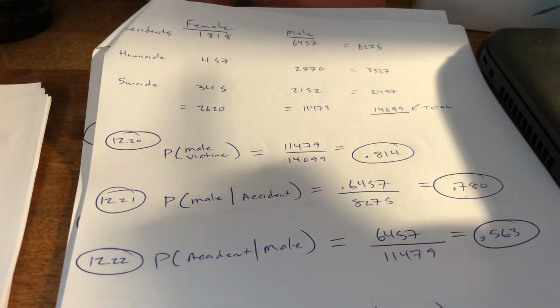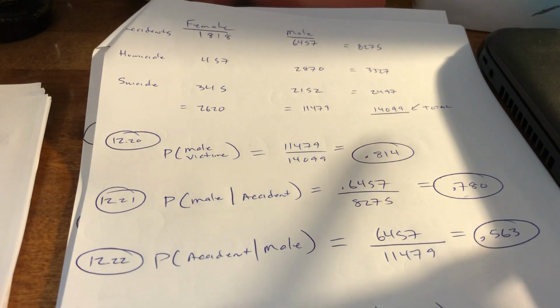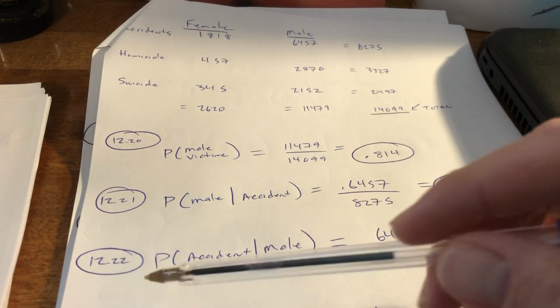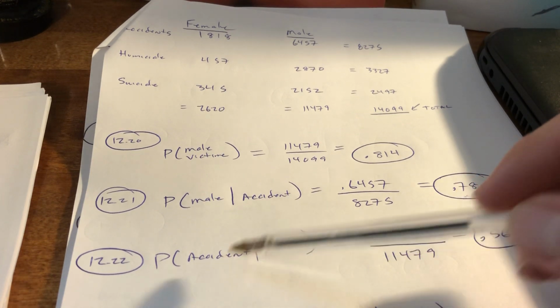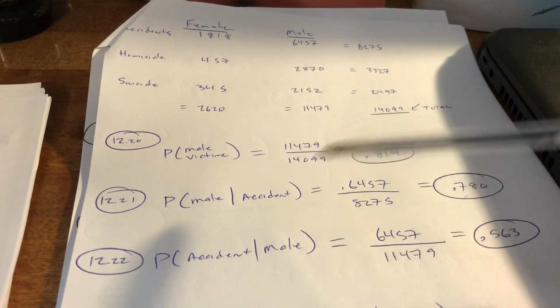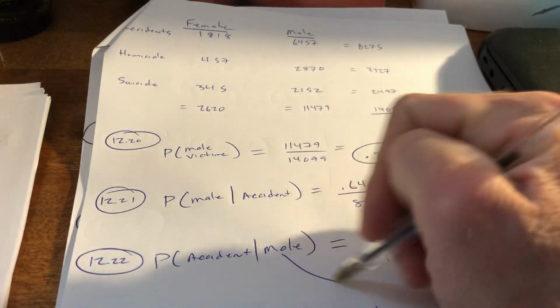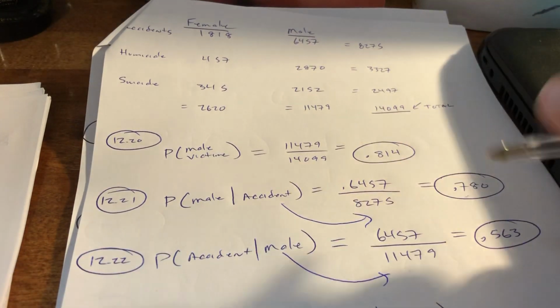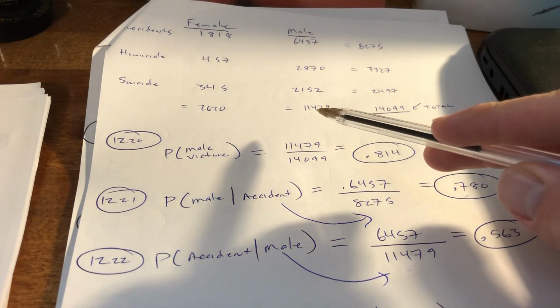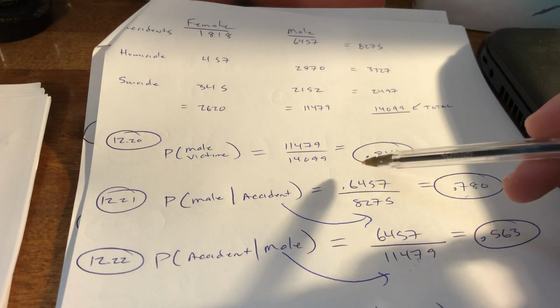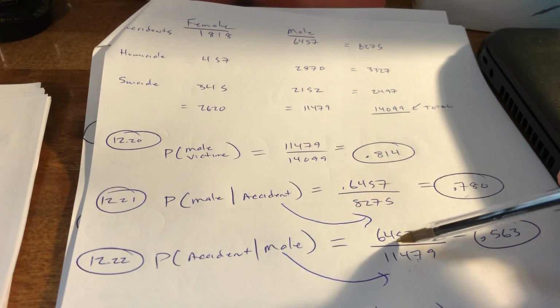Now, 12.22 looks like the same question, but the ordering is very, very different, and that matters. The conditional probability that the death was accidental given that the victim was male. So find the probability that the death was an accident given that the person that died was a male. So what is different? The denominator is always the given. So the denominators are different here. There were almost 11,500 males that died, okay? But the intersection remains the same.